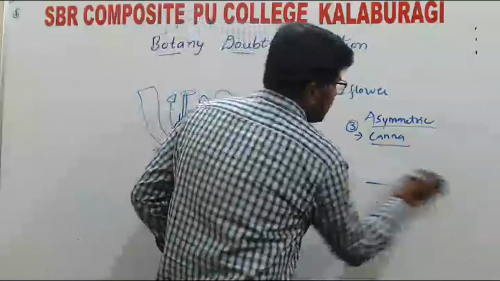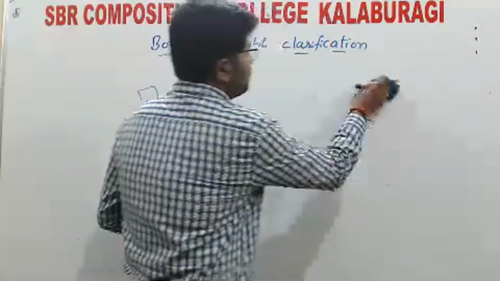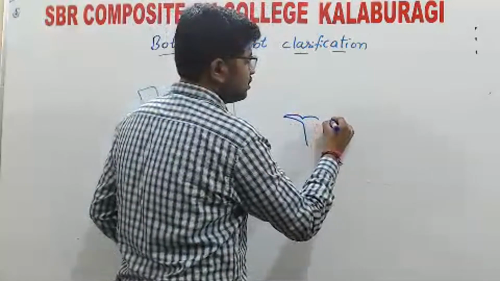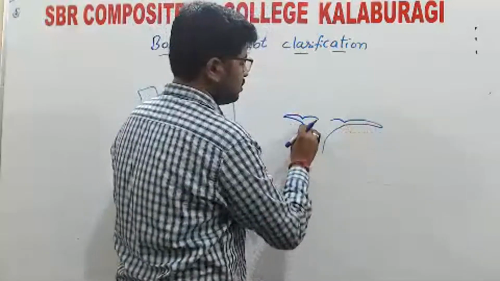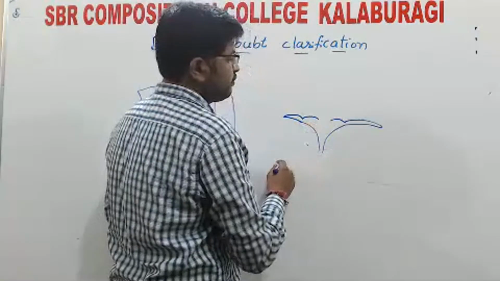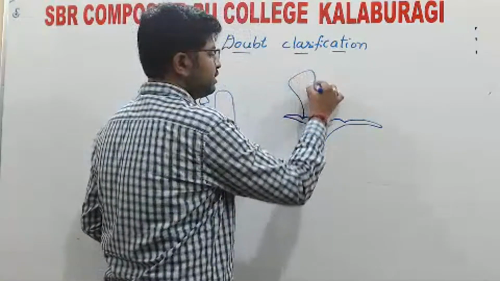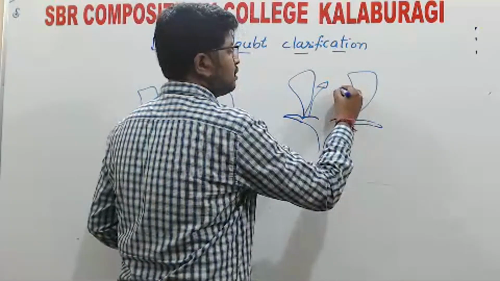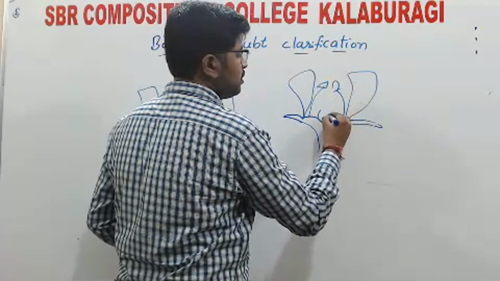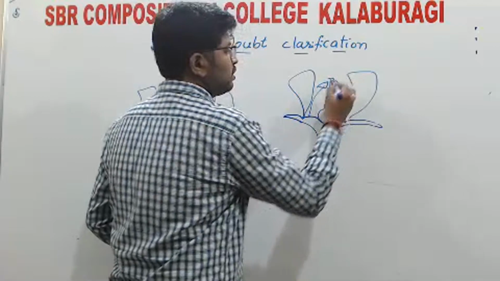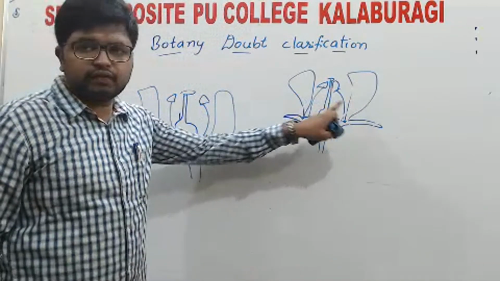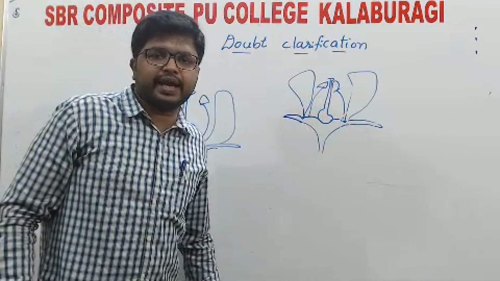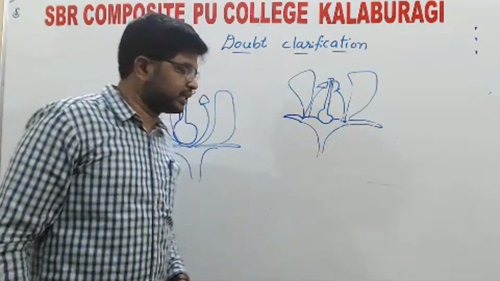Whereas in the perigynous condition, you will see that the ovary and the other floral parts are at the same level. We call it perigynous. Plum, peach, and rose are examples of this.